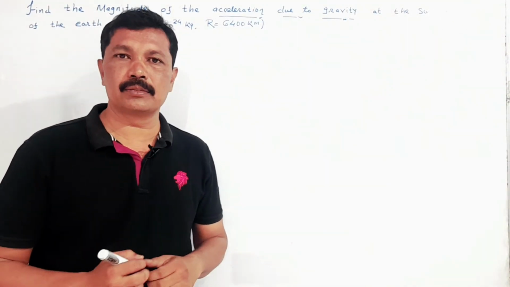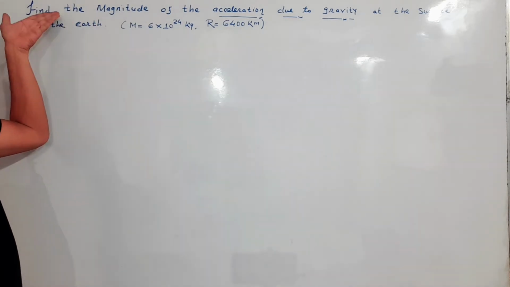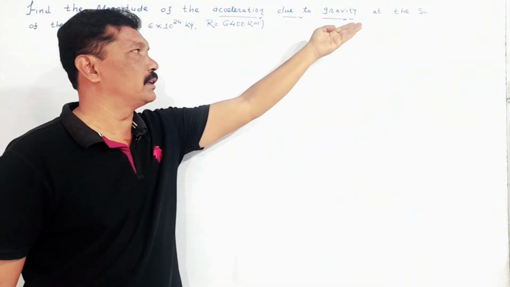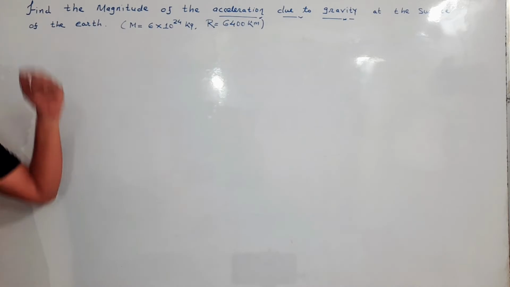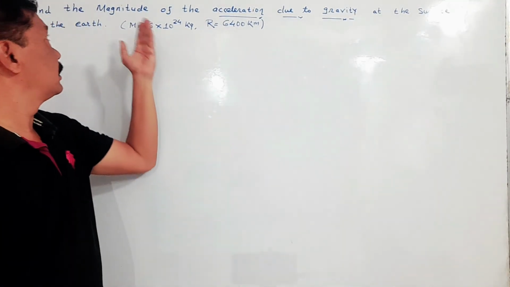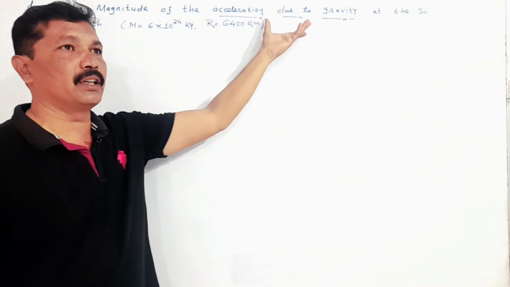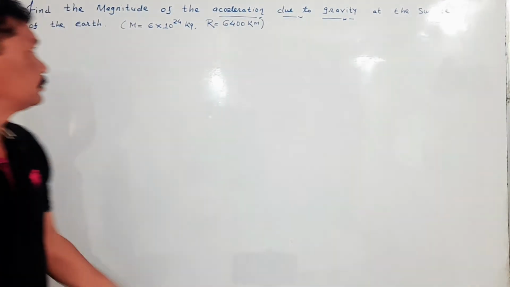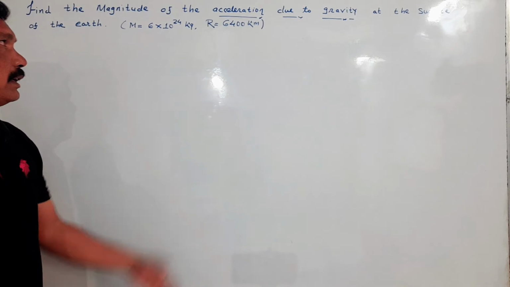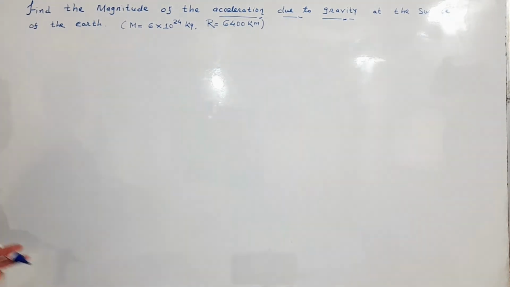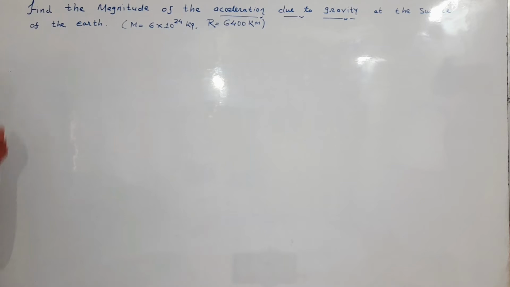Let's study the next problem. Find the magnitude of acceleration due to gravity at the surface of the earth. My dear student, here we have to find out the magnitude of acceleration due to gravity at the surface of the earth. Mass of the earth is given and radius of the earth is given. Let's try to solve the problem.